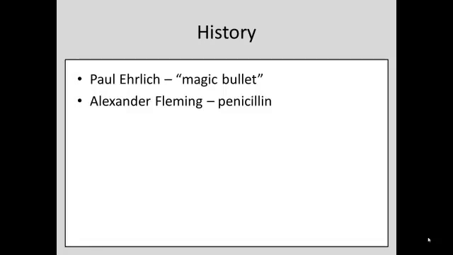Now you're familiar with penicillin. We'll talk more about penicillin as we go along. But penicillin was one of the first of these magic bullets, these chemotherapeutic agents that became used in the fight against bacterial infections. Now, penicillin didn't become commercially available until after another chemotherapeutic agent.